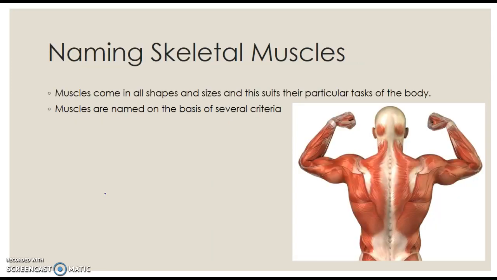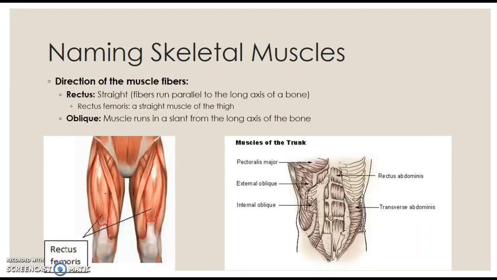So that was all our body movements. Next, we're going to talk about how we name skeletal muscle. Skeletal muscles a lot of times have different criteria for being named, and you're going to see a lot of names that you're already familiar with, and it's going to make a lot of sense. We're going to talk about 7 different criteria.